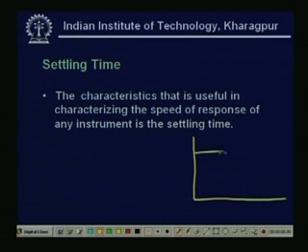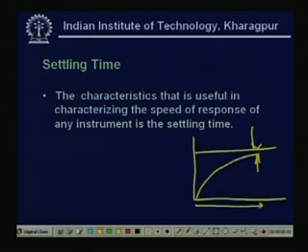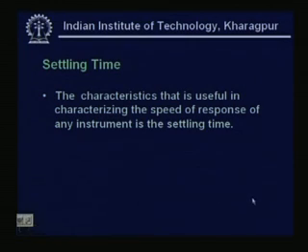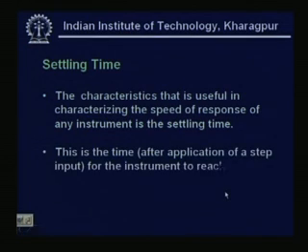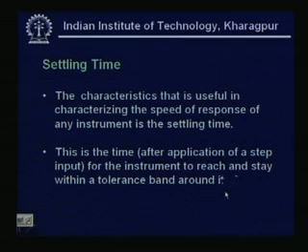We have discussed this before also. Suppose the 5% of the value, so this is our value T1, so this is the settling time. If you take infinite settling, that does not make any sense. That means when it reaches the 5% tolerance band, whatever the time required, we call it settling time. This is the time after application of a step input for the instrument to reach and stay within a tolerance band around its final value.